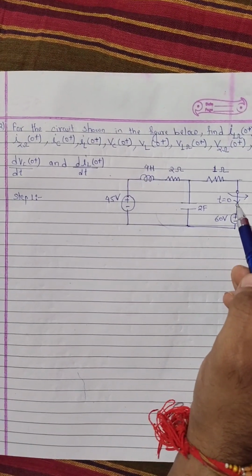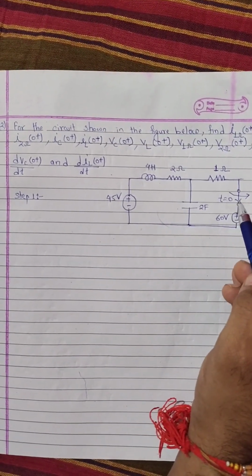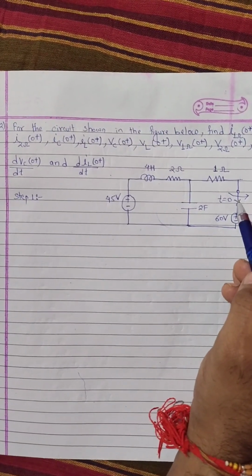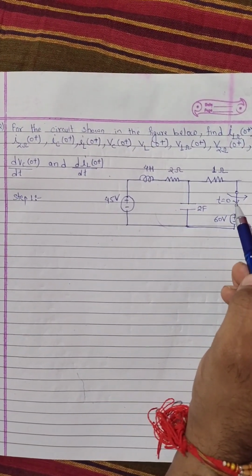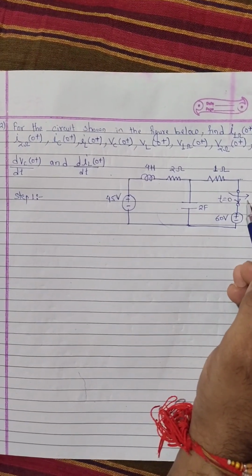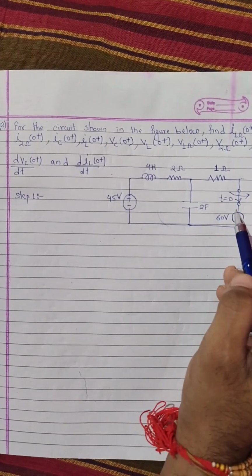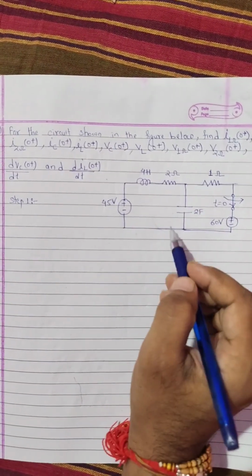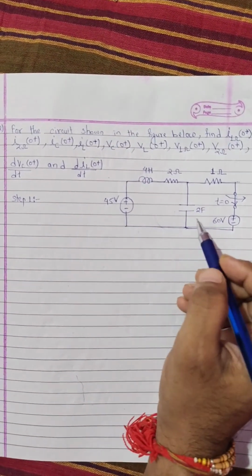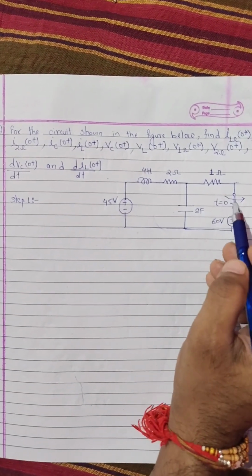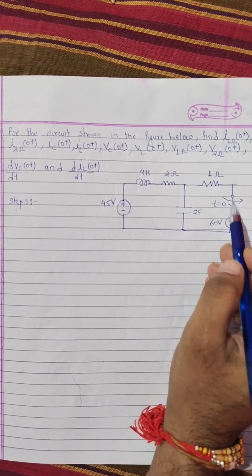So we can say that at t equals 0, the switch is going to open, and at t equals 0 minus, the switch will be in closed position, and at t equals 0 plus, the switch will be in open position. In step 1, to check whether the circuit is in energized or de-energized condition, we should go through the t equals 0 minus circuit. At t equals 0 minus, the switch will be in closed position.